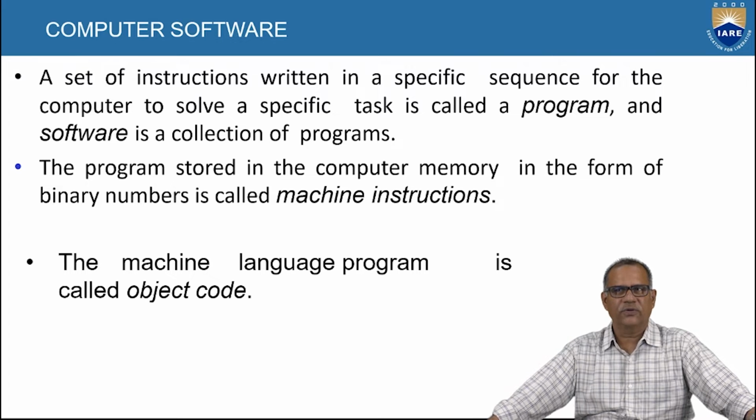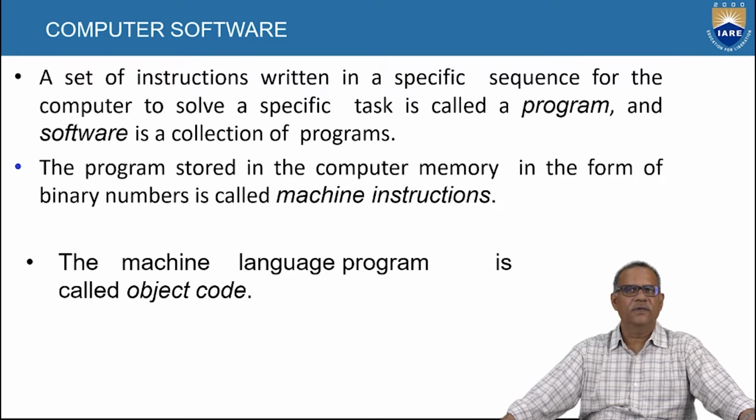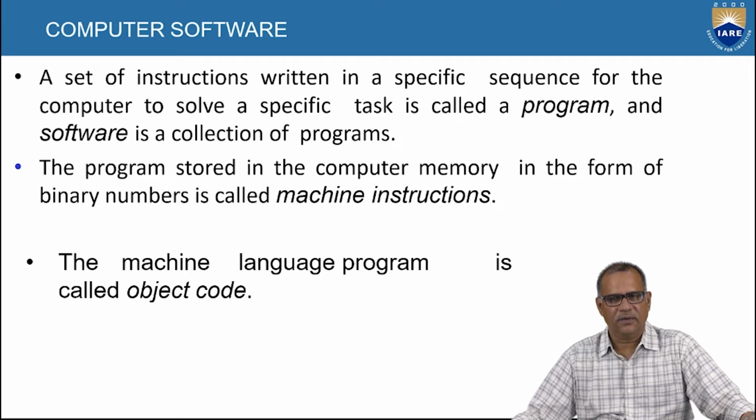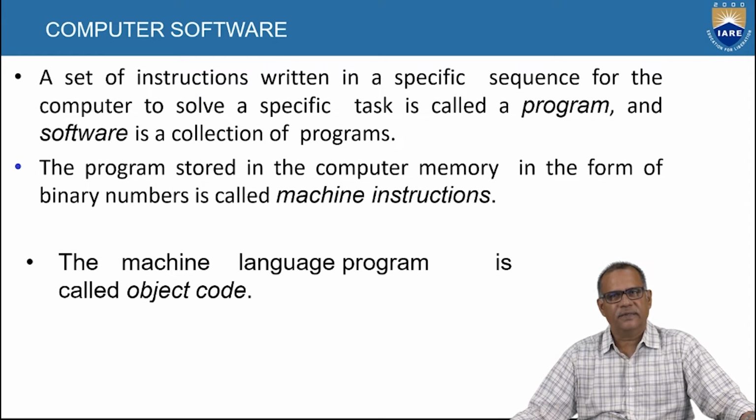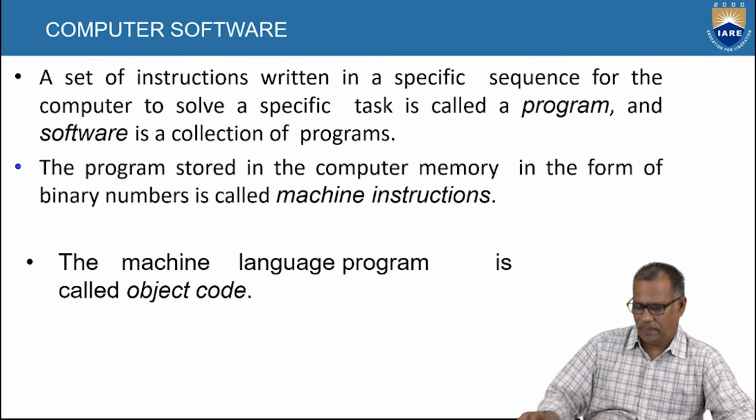And how is the program stored in memory? It is stored in the form of zeros and ones, and these are called machine instructions. And the machine instruction program is also called object code.